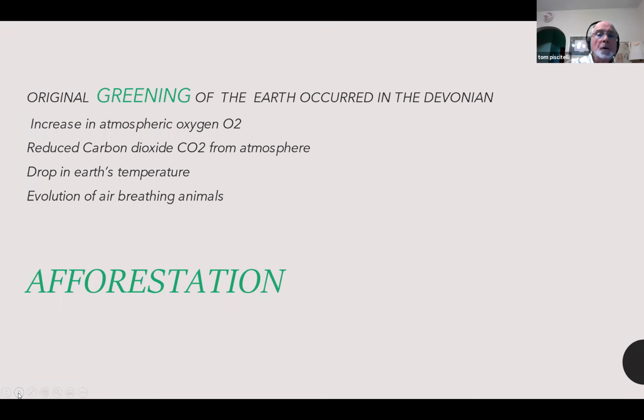So the original greening of the Earth occurred during the Devonian period. There was an increase in atmospheric oxygen. There was a reduction in carbon dioxide from the atmosphere. All this resulted in a drop in Earth's temperature, and air-breathing animals evolved to breathe the oxygen in the air on land. They term this afforestation.